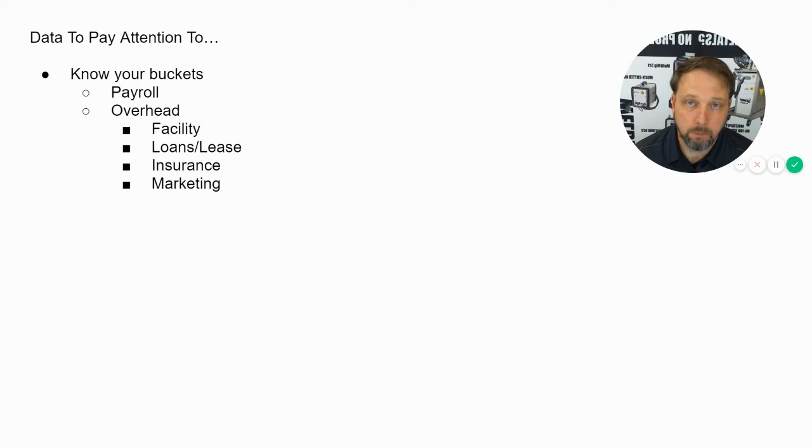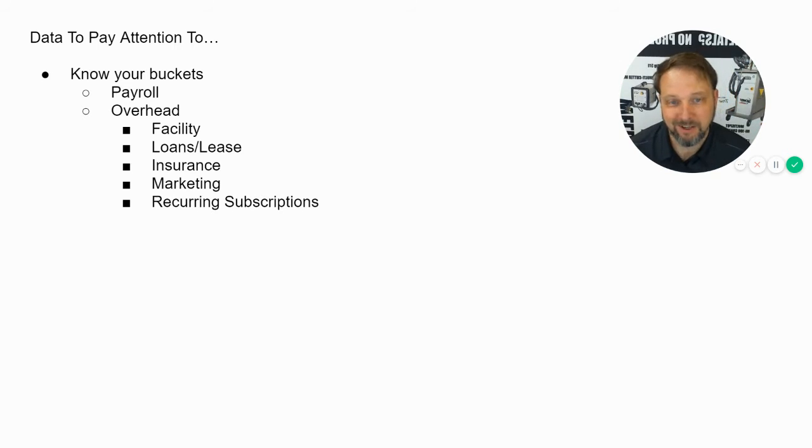And then I'm going to look at marketing as a bucket. And finally, reoccurring subscriptions. Those are things that are coming out of my bank account that maybe are low benefit, and I can look at cutting. Obviously not things like your estimating system or software subscriptions, but you've just got to look at what is a reoccurring subscription type expense, and I like to categorize those in their own bucket.